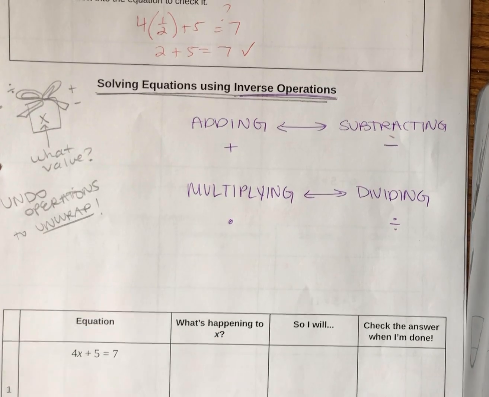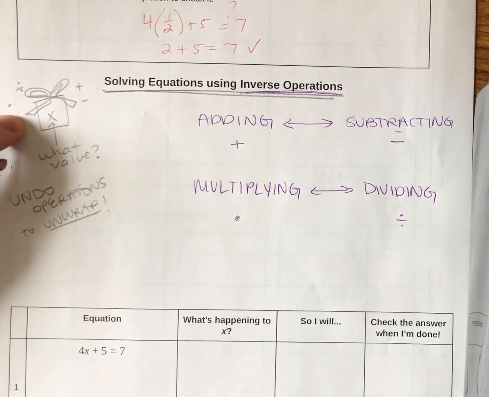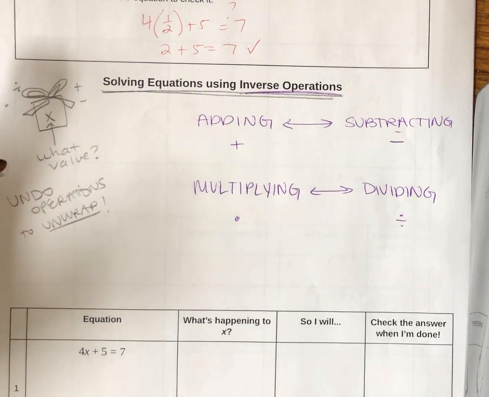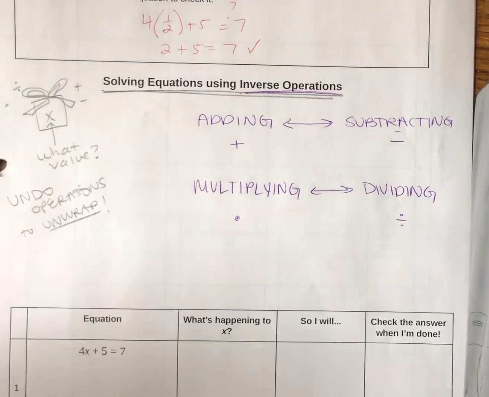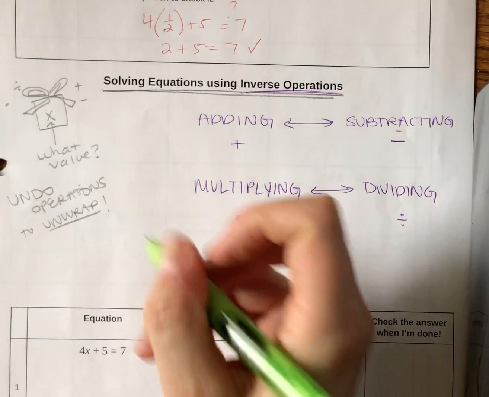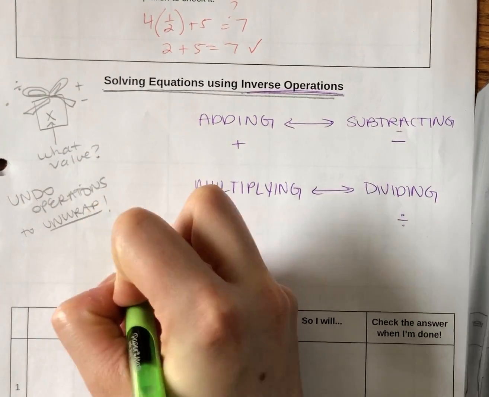When we're working with inverse operations and we're undoing things, we also need to think about what order we'll undo things. So just like with a present, you can't take off the wrapping paper unless you've undone the bow first. The same sort of thing happens with an equation. To figure out which operations come first when we're undoing them, we need to think about our regular order of operations.